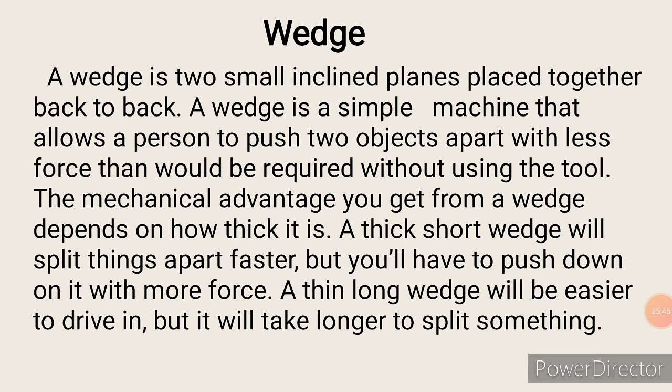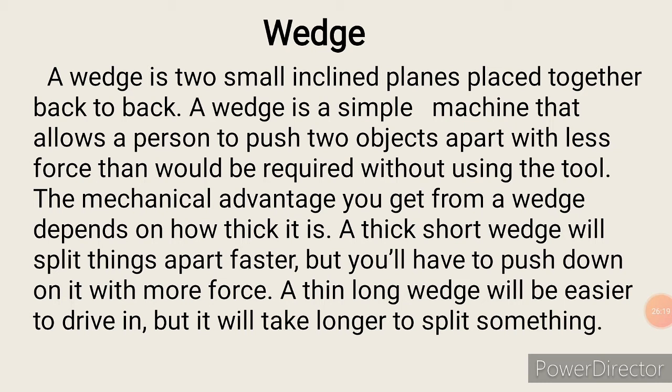We now look at the third, which is called the wedge. You can think of the wedge as when we combine two small inclined planes together back to back. When you join two inclined planes together back to back, you have what we call a wedge. A wedge is a simple machine that allows a person to push two objects apart with a very small effort. The mechanical advantage you get from a wedge depends on how thick the wedge is.